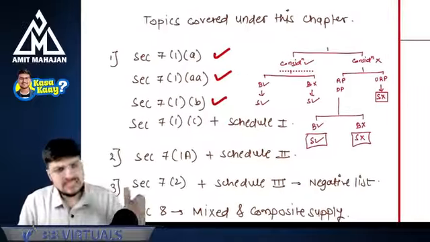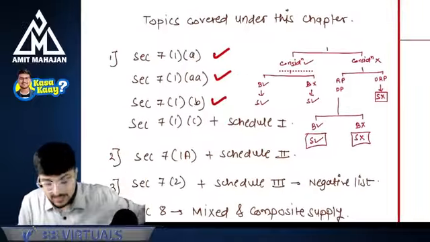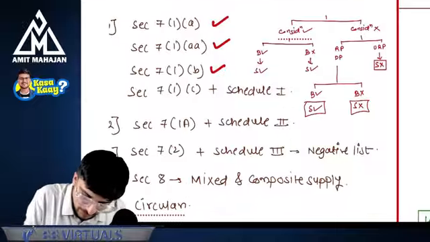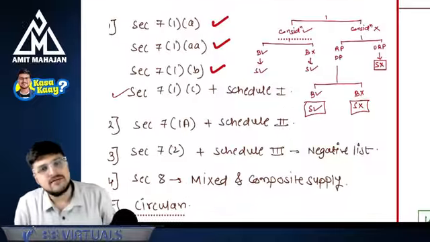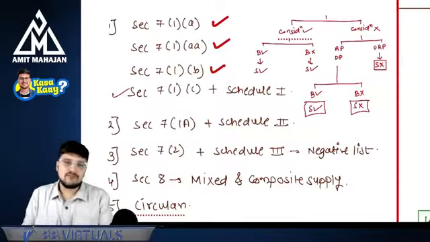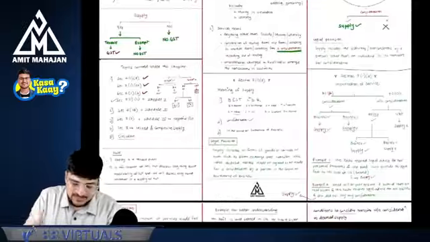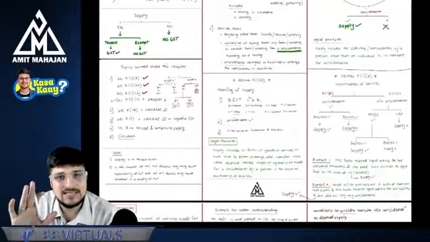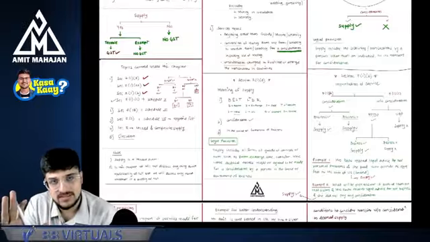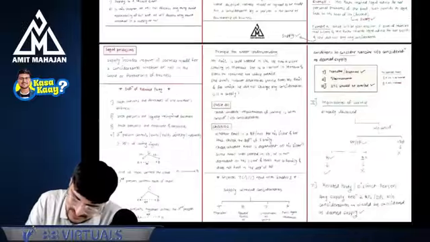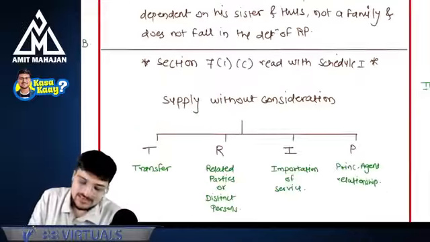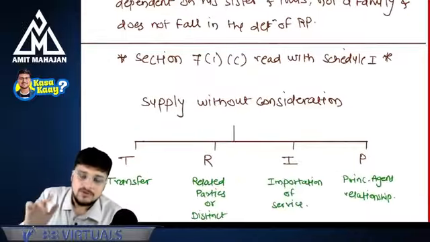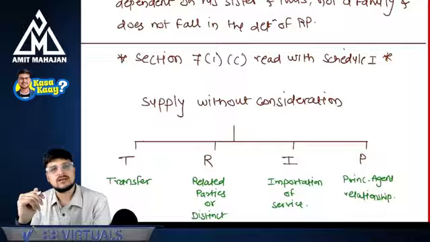Okay. 7.1a, 7.1AA, 7.1b. Let's move ahead with the next important part, that is section number 7.1c, Schedule 1. What is this 7.1c? See, 7.1a says there has to be some kind of consideration. But 7.1c says there are certain transactions which are made without consideration.